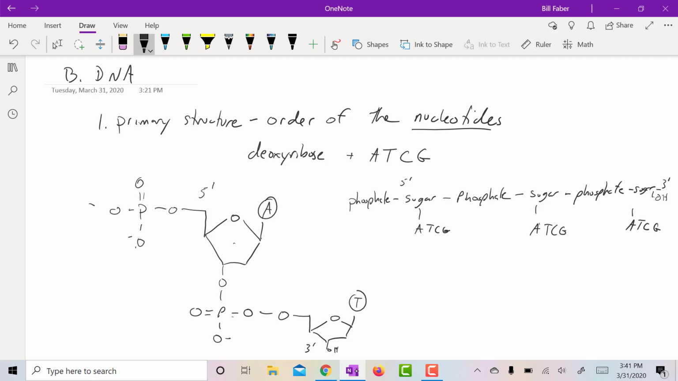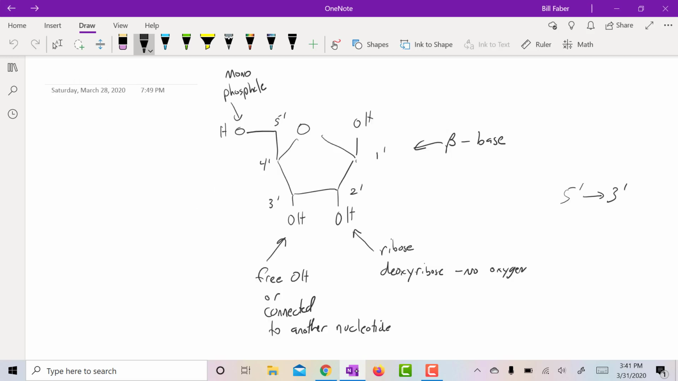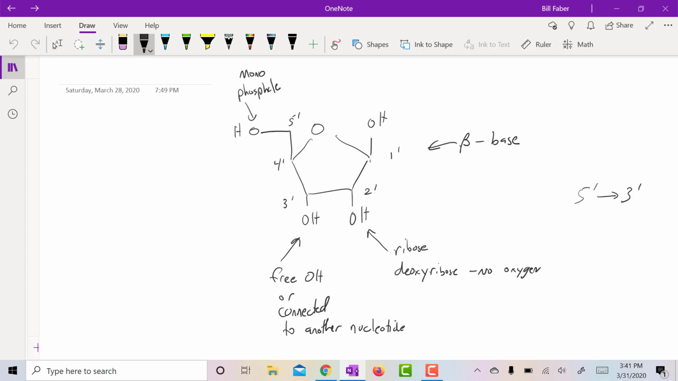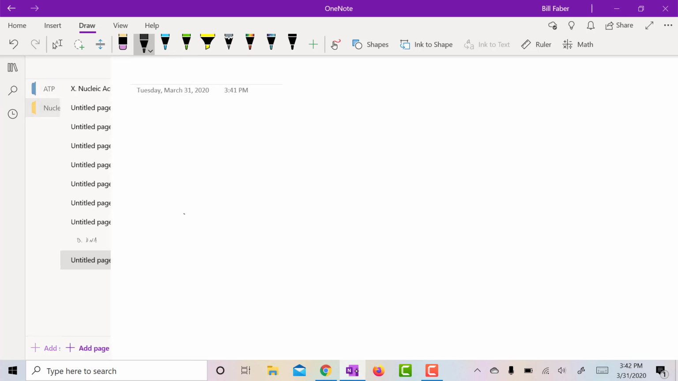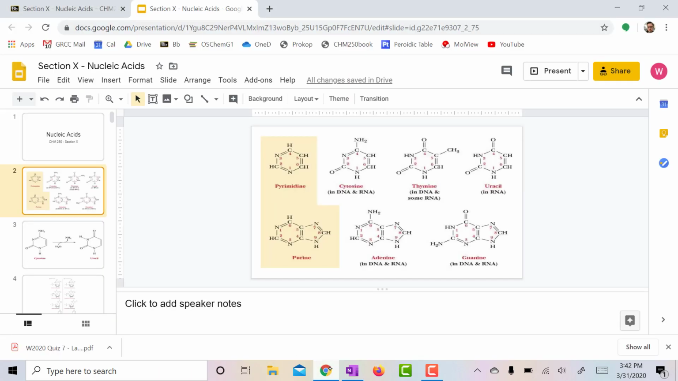So that's basically what I'd want you to be able to draw. I know this is going to be tricky in an online situation, but you already know how to draw one of these because we have drawn ATP and AMP, even though that was ribose in that. This is deoxyribose that we're talking about. So that's the primary structure. I'm going to show you a quick slide of this.